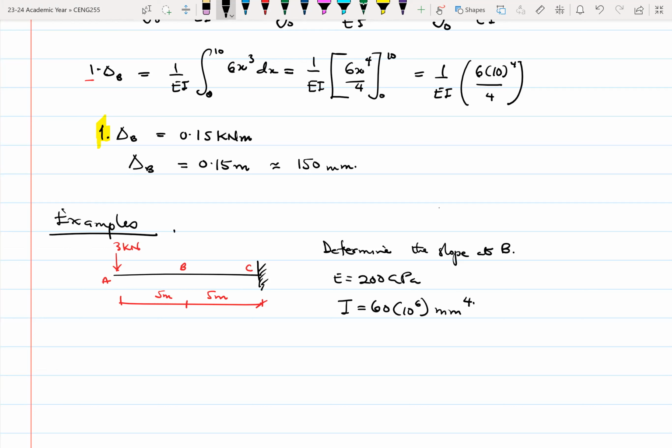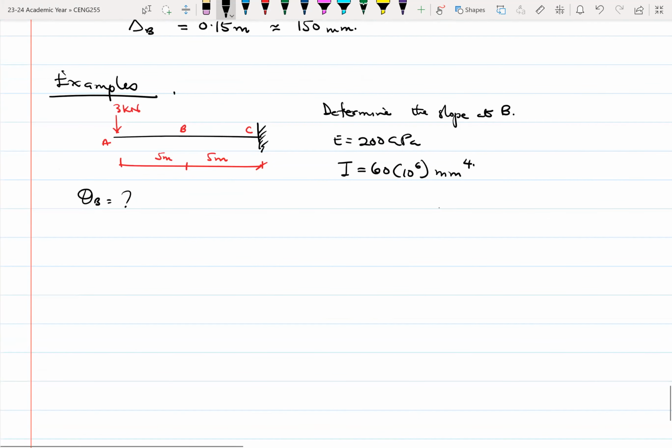So we need to find theta B, which we don't know. But we know that one couple, or one kilonewton meter moment, times theta B will give us the integral from 0 to L of small m theta times big M over EI dx. So we need to find small m theta and then find big M as well. All right, so that's what we need to do.